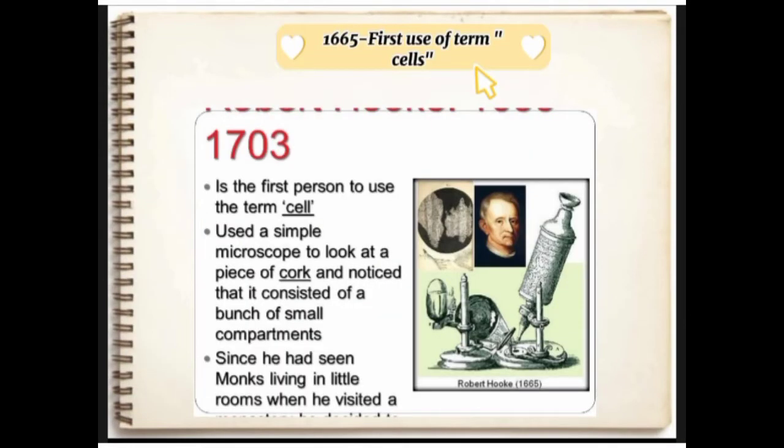1665, first use of the term cells. English scientist Robert Hooke publishes Micrographia, in which he coined the term cells when describing tissue. The book includes drawings of hairs on a nettle and the honeycomb structure of cork. He used a simple single-lens microscope illuminated by a candle.